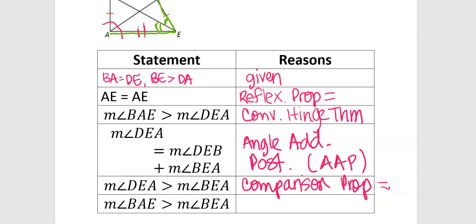And then when you use these 2 together, you get this one. So at the beginning, BAE is bigger than DEA. Well, DEA is bigger than BEA, so this one must be bigger than that one. So transitive property of inequality. So we haven't used that before, but they're kind of using those together. Anytime those middle terms are the same, the first one has to be bigger than the last one.